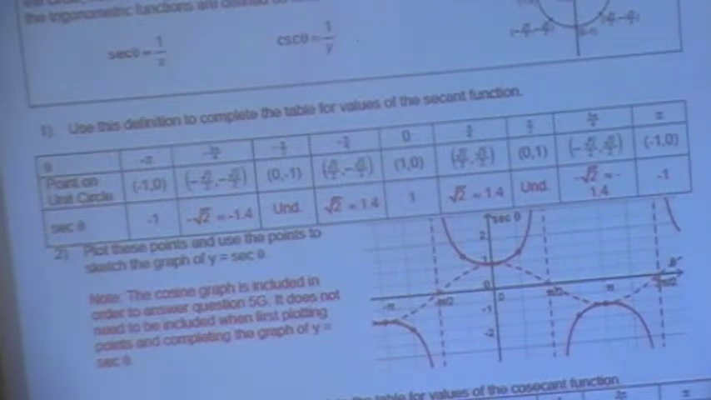Okay, so with all that in mind, now see what you can do with cosecant down at the bottom. That's 3.